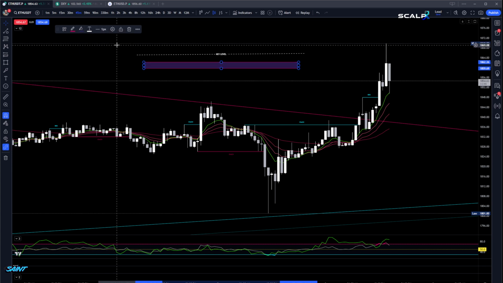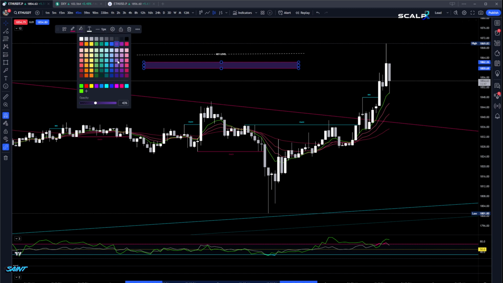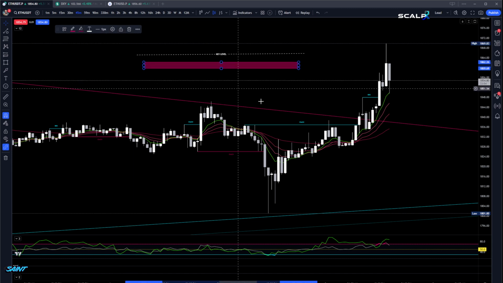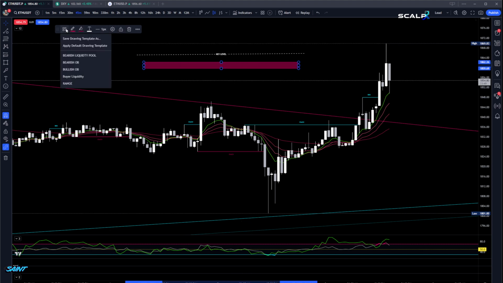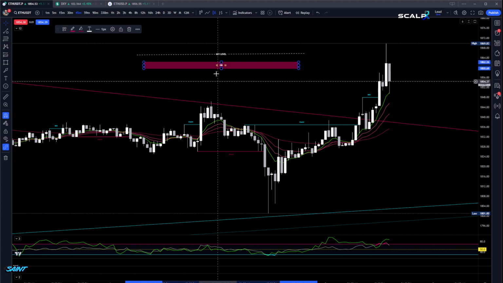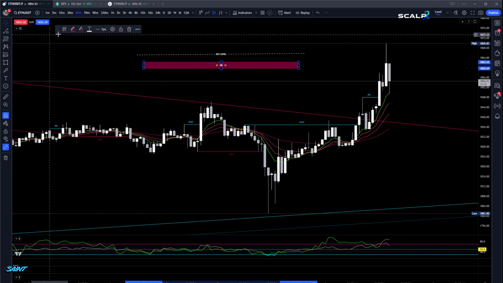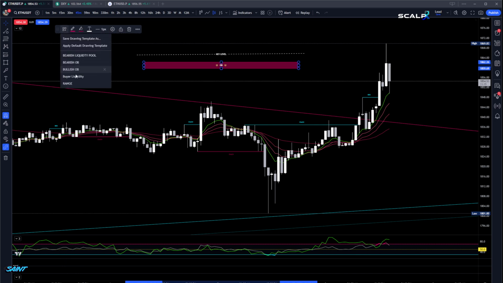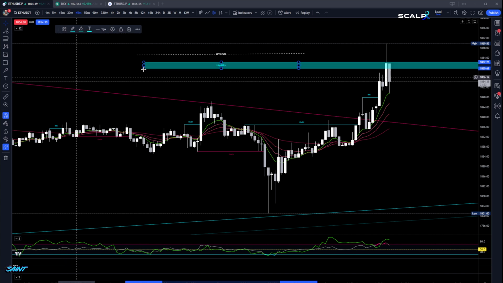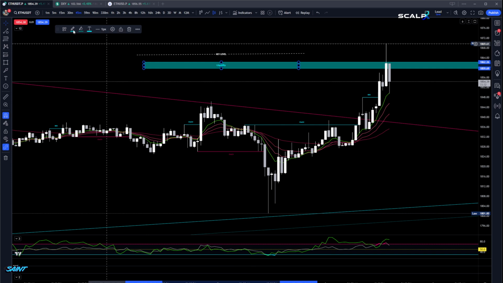Use whatever colors you like. I like bright colors. Sue me. And then you do the same thing. So for me, I have bearish liquidity pools, bearish order block, bullish order block, buyer liquidity, and then I have ranges. So if I have a bearish order block, boom, it already puts OB and the two little bears in there for me. Same thing for buyer liquidity, boom, liquidity.